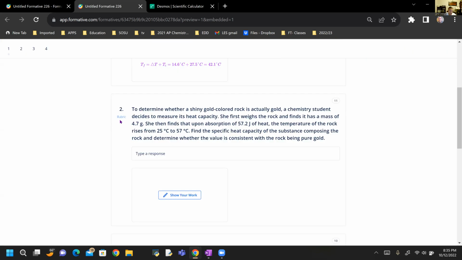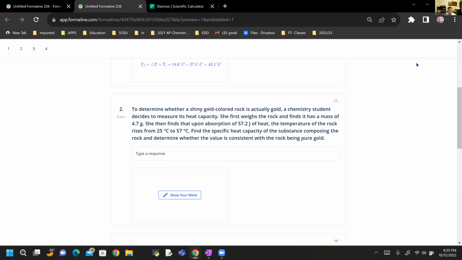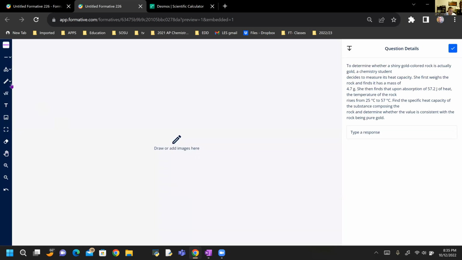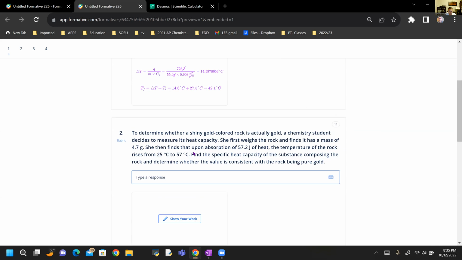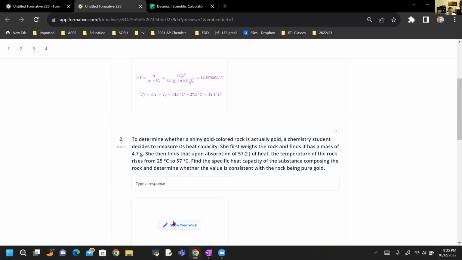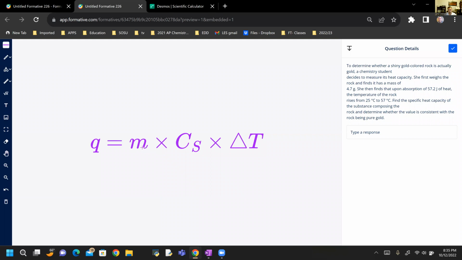Even if it is or it isn't, our answer needs to be gold. So in order to make sure our answer is gold, we follow the rubric and we should show an equation that solves for the unknown variable. We know that we are going to need our heat equation. And once again, if we go over here to our add math, we can hit Q equals mass times specific heat capacity, and then times the change in temperature. Now, does this solve for the unknown variable? And the answer to that would be no.